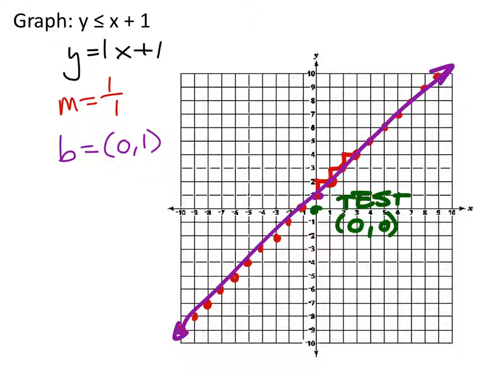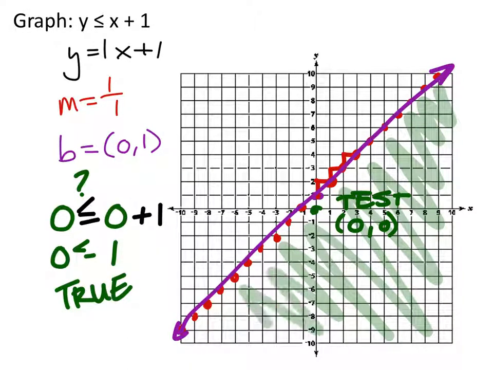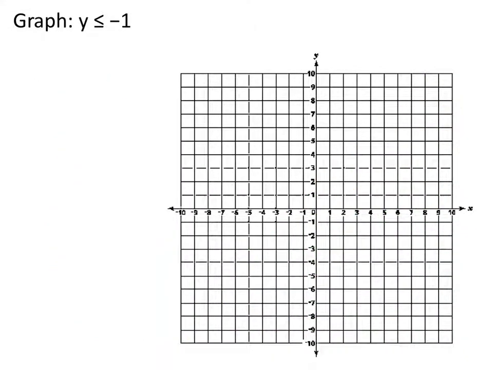So I'm testing 0, 0 in the inequality y is less than or equal to x plus 1. I know my x value and y value that I'm testing. x is 0 and y is 0. So again, there's a question mark: 0 is less than or equal to 1. That is a true statement. So I will need to shade on the same side of the line as that test point. And that looks pretty. All right, easy enough.